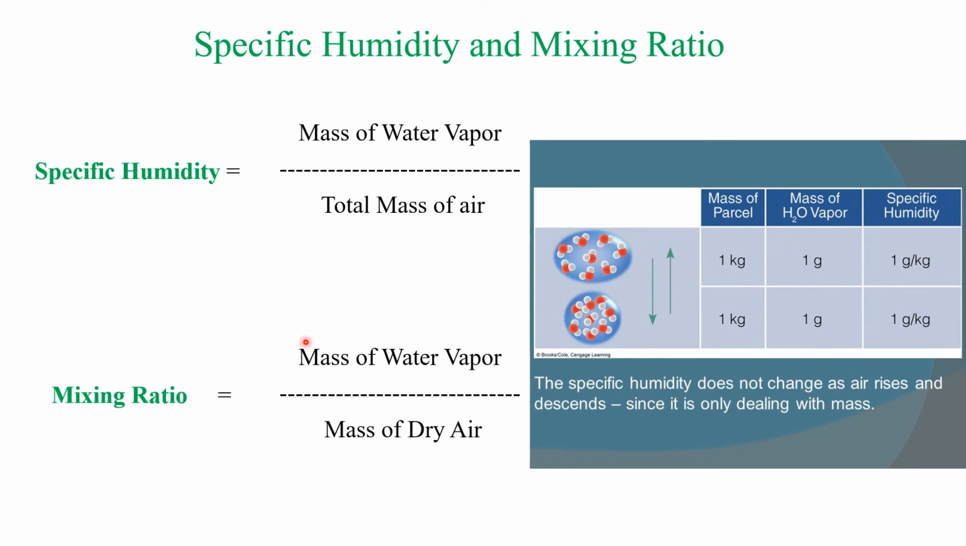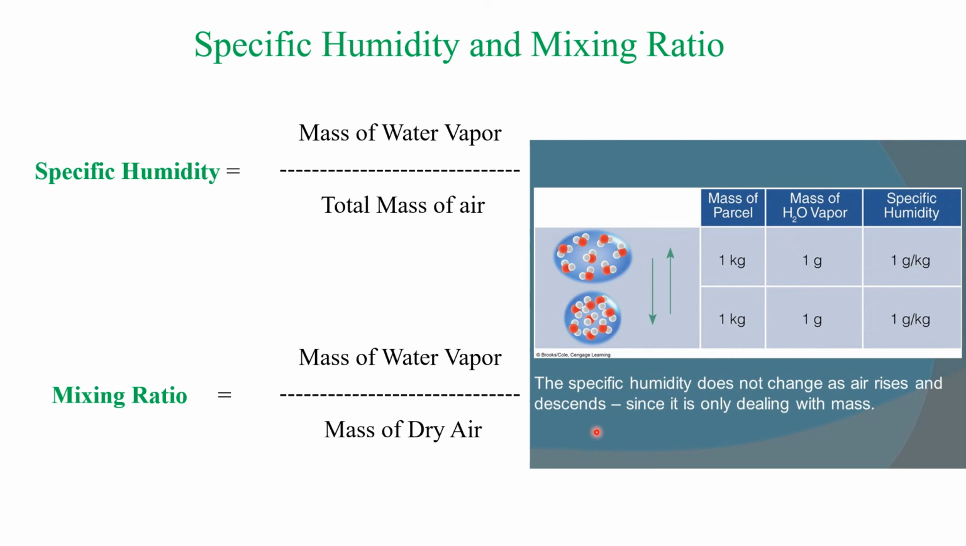Now the mixing ratio: it's mass of the water vapor divided by mass of the dry air. So here the mixing ratio is different from specific humidity in the denominator. The total air mass includes water vapor, and this one is the total dry air, only air. So that's why the mixing ratio and specific humidity are different.